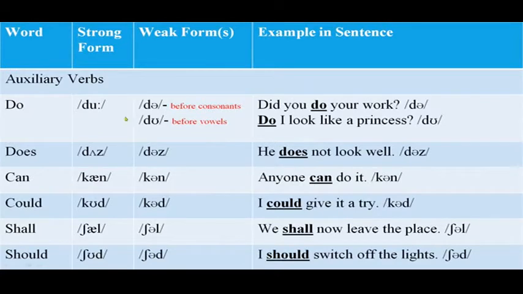Next we have 'do', which has two weak variants. 'Do' would be pronounced as /d/ when it is placed before consonant sounds, and it would be pronounced with the weak u sound as /də/ when it is placed before vowel sounds. 'Does' would be pronounced as /dəz/ in its weak form. 'Can' would be pronounced as /kən/. 'Could' would be pronounced as /kəd/. 'Shall' would be pronounced as /ʃəl/. 'Should' would be pronounced as /ʃəd/.